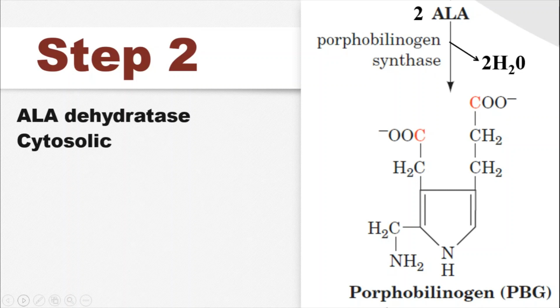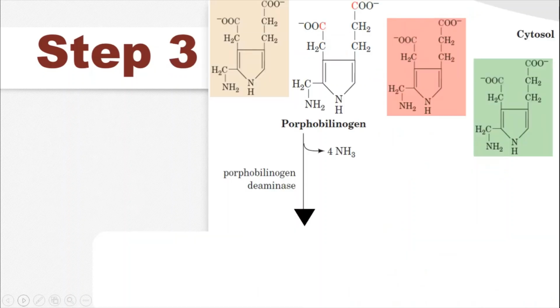This is also a unidirectional step, but here the thing is ALA, after production within the mitochondria, comes out in the cytosol. So the second step occurs in the cytosol only.